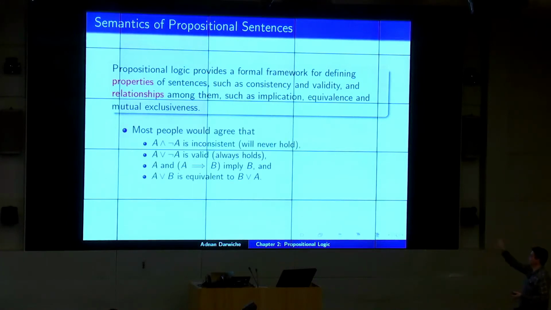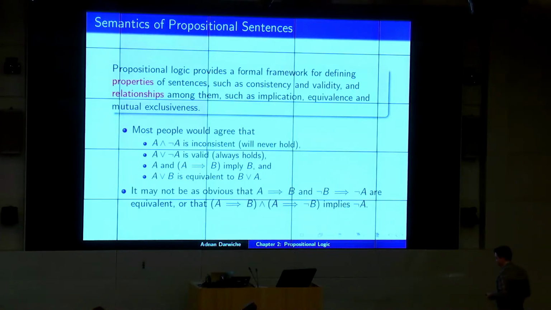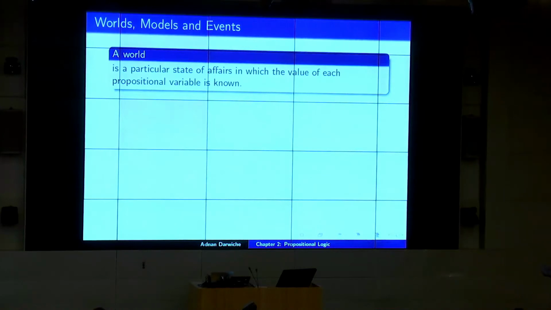Again, this is meant to show some examples of inconsistent and valid sentences, things that people can easily tell by visual inspection. But these are examples of things that are not as obvious. For example, that A implies B is the same as not B implies not A, or that these two sentences imply not A. Some of you may know this, some may not. It's not as obvious. Okay, so here's the central concept.